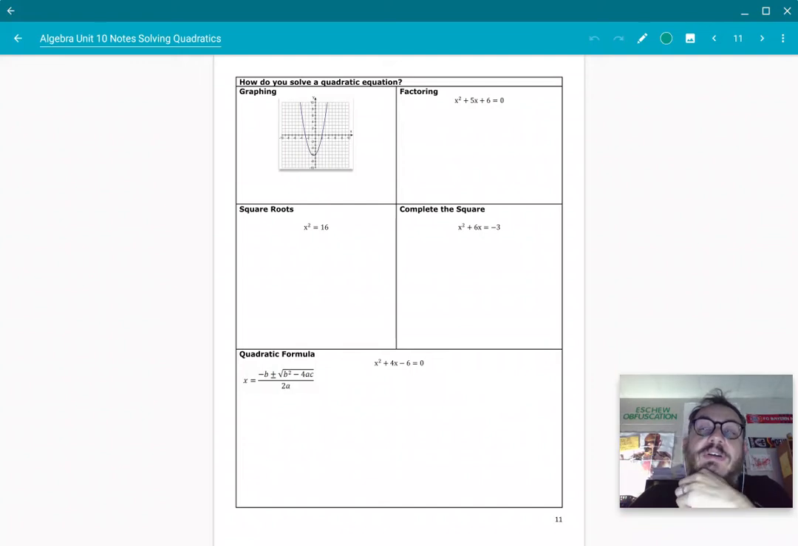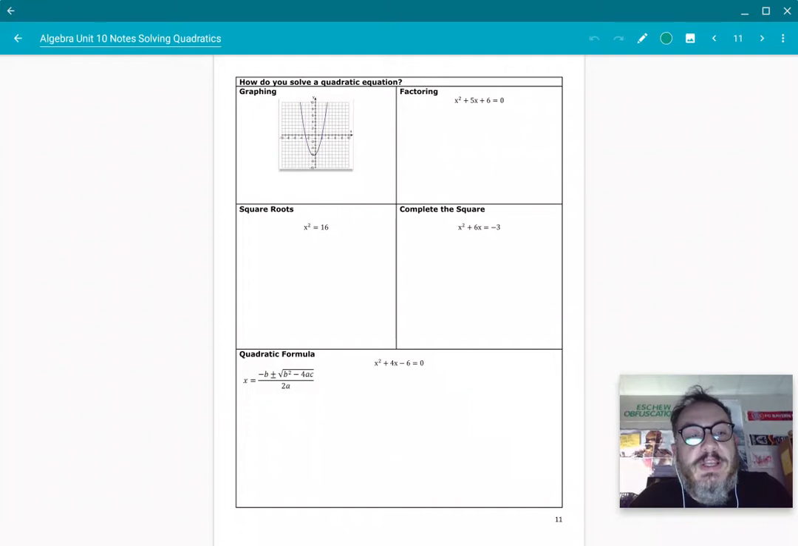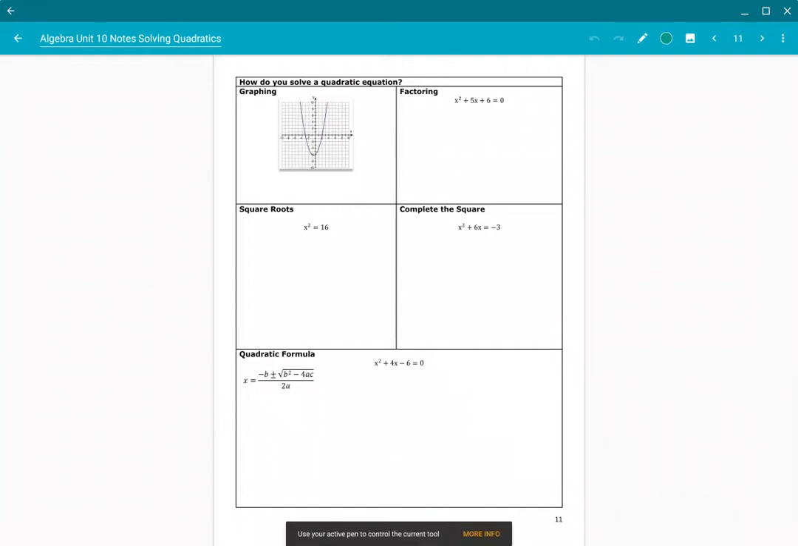We're going to practice using all 5 methods that we've learned in this unit for solving quadratic equations. So let's get right to it.